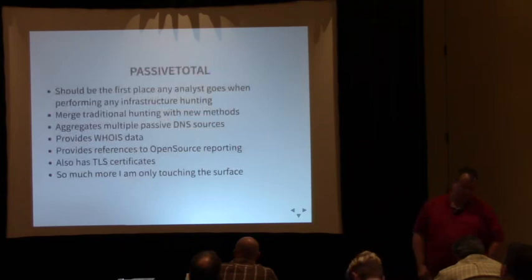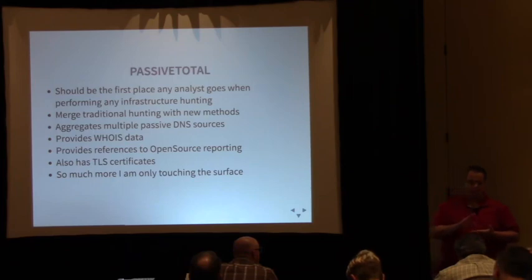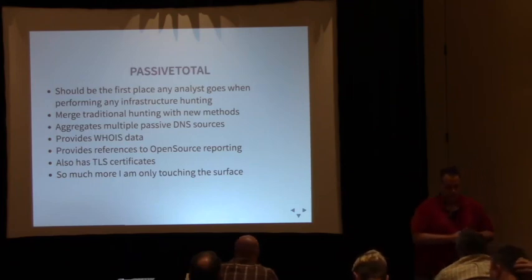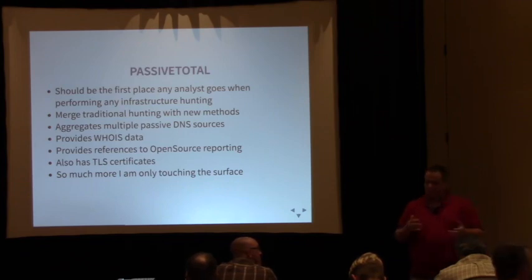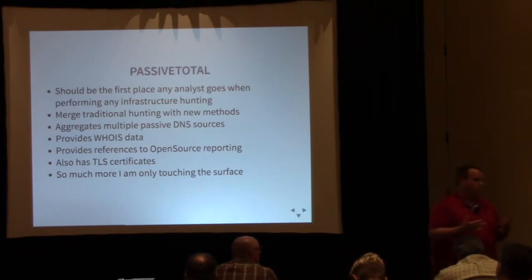So, PassiveTotal. I think this should probably be the first place for any new teams that don't already have a passive data capability, meaning you don't already have Farsight or all these different data sources. The team behind PassiveTotal knows what it means to be an analyst. They've tried to build a platform that allows analysts to quickly get to data and try to figure out what's going on. So they've merged a lot of the traditional hunting methods that I've talked about, the passive DNS, the WHOIS. They also do these TLS certificates.